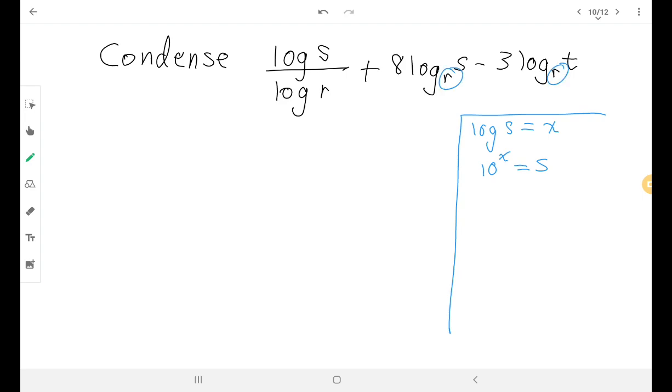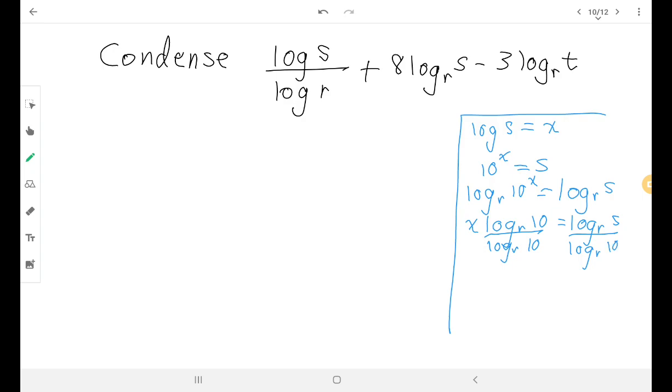Notice that I've got log base r in the problem. So what if I did log base r of each of these things? Log base r of 10 to the x, log base r of s. And then let me use that exponent rule to move that x out to the front. So x times log base r of 10 equals log base r of s. And notice that this equals x. So let me solve for x by dividing by log base r of 10 and dividing by log base r of 10. So then x equals log base r of s over log base r of 10.